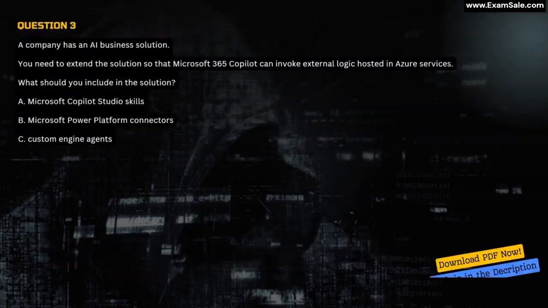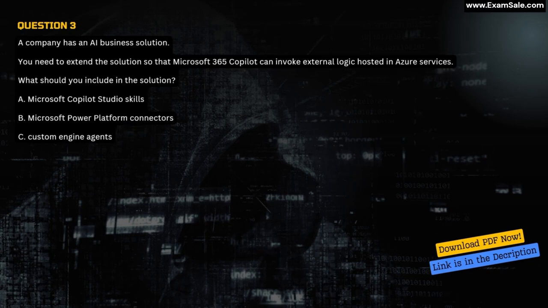Question 3. A company has an AI business solution. You need to extend the solution so that Microsoft 365 Copilot can invoke external logic hosted in Azure services. What should you include in the solution? A. Microsoft Copilot Studio skills. B. Microsoft Power Platform connectors. C. Custom engine agents. Correct answer B.